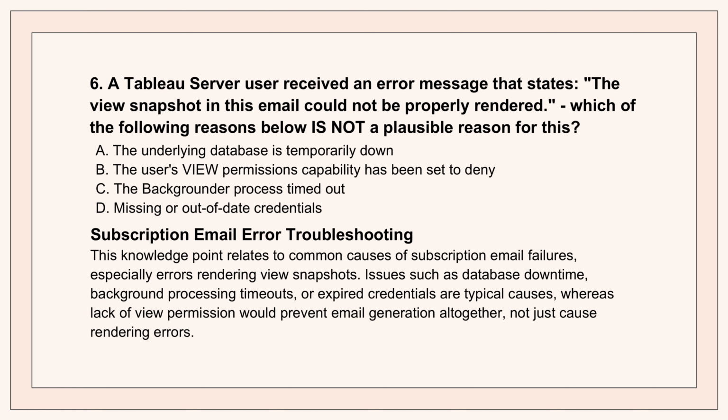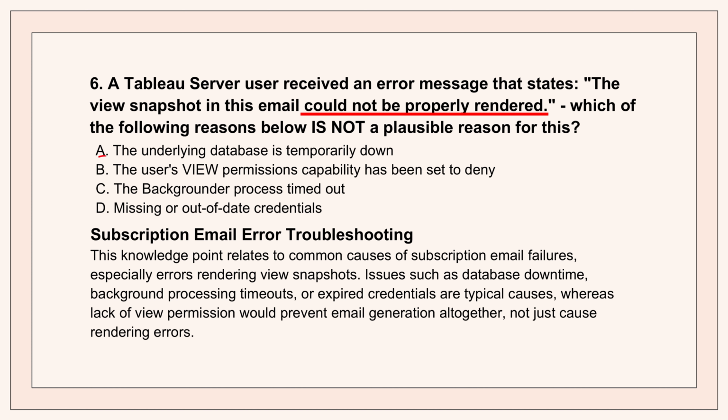Okay, let's shift gears again. Troubleshooting, because inevitably, things don't always run smoothly. Never fails, right? Nope. So here's a common error message a user might see in an email subscription. The view snapshot in this email could not be properly rendered. Lots of potential causes, but which of the following is not a plausible reason for that specific error? Okay, the one that doesn't fit is the user's View permissions capability has been set to deny.